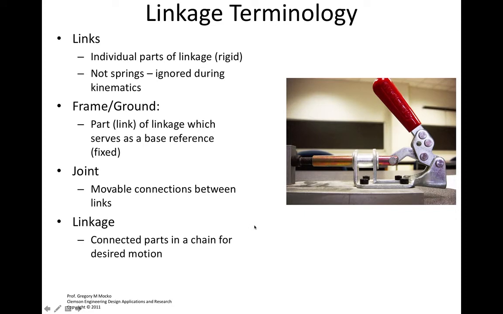So a linkage consists of links. Links are individual parts of that linkage, and they're rigid. A frame or a ground is a special case link, and that's a link that does not move. A joint is a connection between links. In this case, what you'll see here is there's a pin right here, there's a pin here, and there's a pin here. So those are 3 joints.